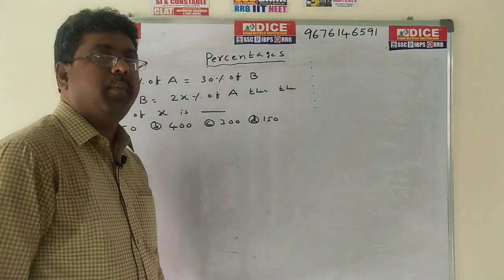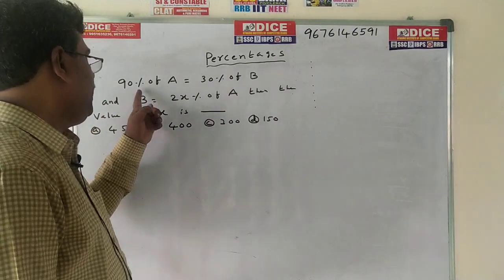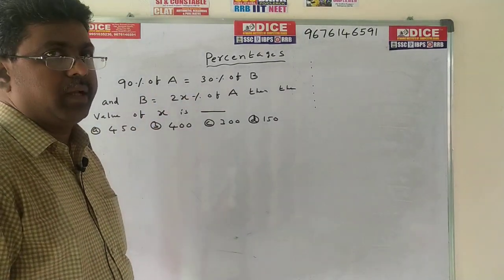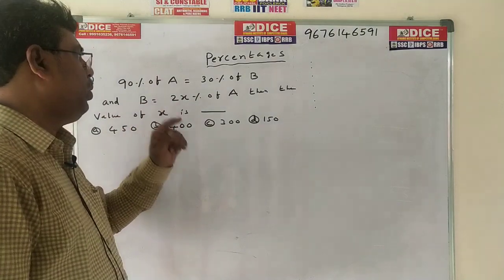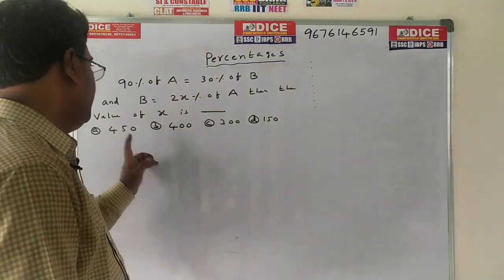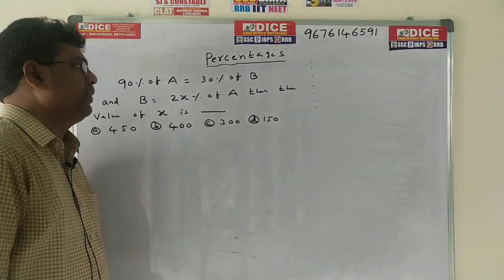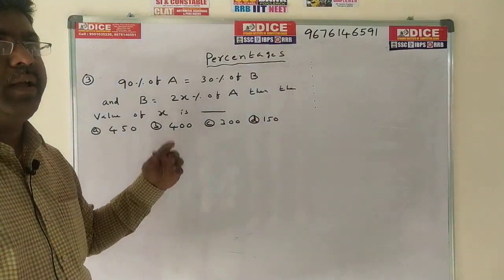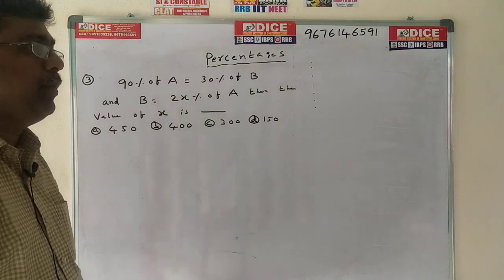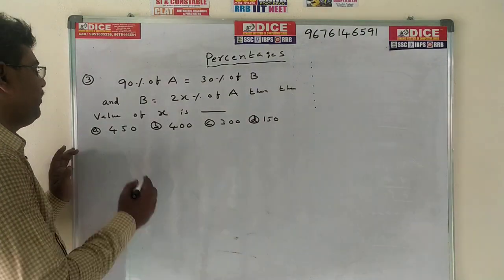Now come to the third problem. 90% of A is equal to 30% of B and B is equal to 2x% of A, then the value of X is dash. So I hope the same model like the second problem, we can do the problem very easily.